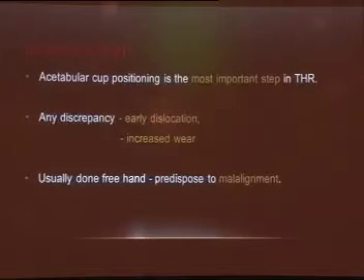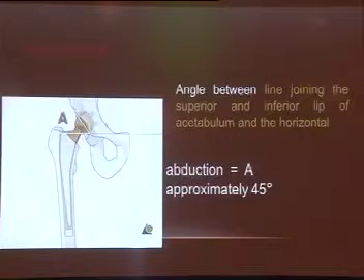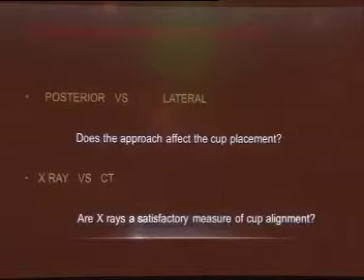Acetabular cup positioning is the most important step in THR. Any discrepancy in cup placement leads to early dislocation, impingement, and increased wear. Cup placement is usually done by free hand technique, which may predispose to malalignment. Before going into the study, I would like to explain what inclination and version is. Inclination is the angle made between the line joining the superior and inferior lip of the acetabulum and the horizontal, also known as abduction angle, approximately equal to 45 degrees. And version is the angle between the face of the acetabulum and the sagittal plane, which is approximately equal to 15 degrees.